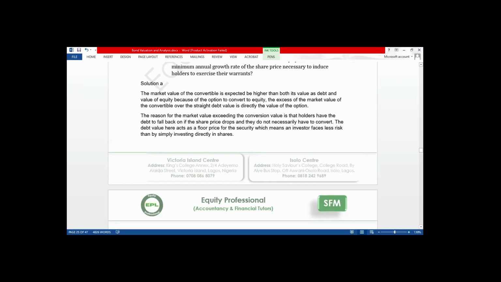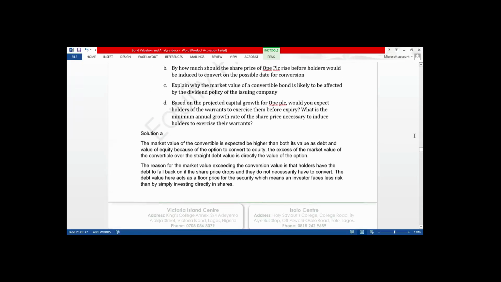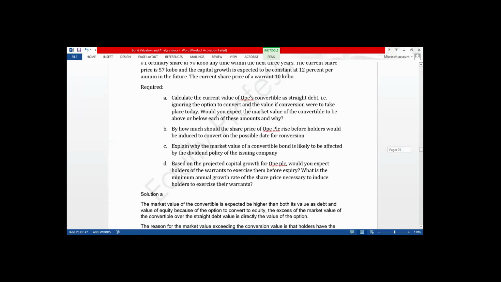I only have like 10 minutes, but let's see question 2. Requirement B. Now look at requirement B. By how much should the share price of Okpe PSC rise before orders will be induced to convert on the possible date of conversion?